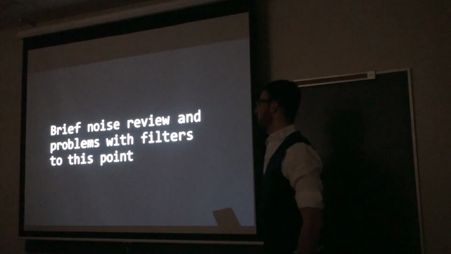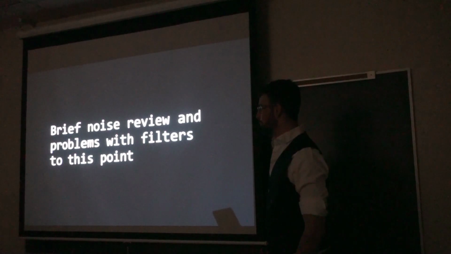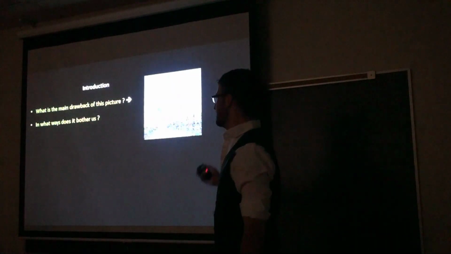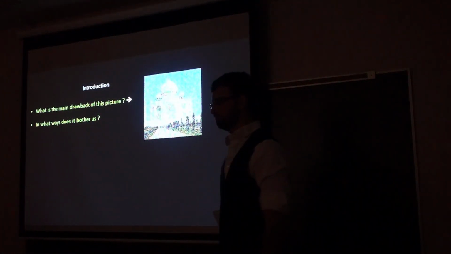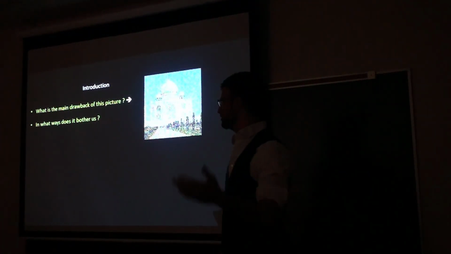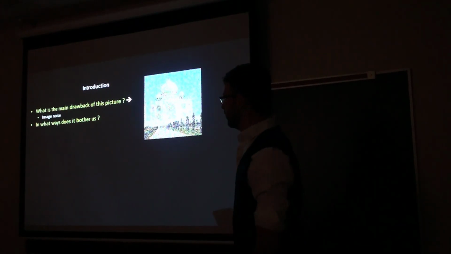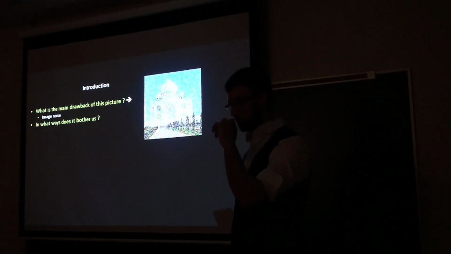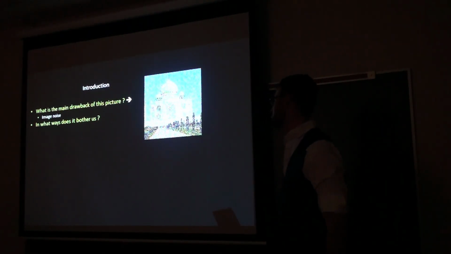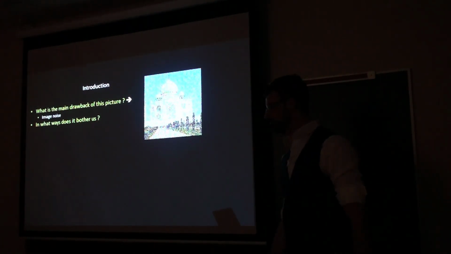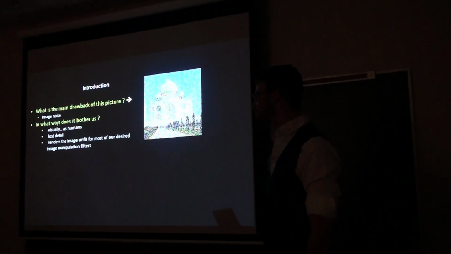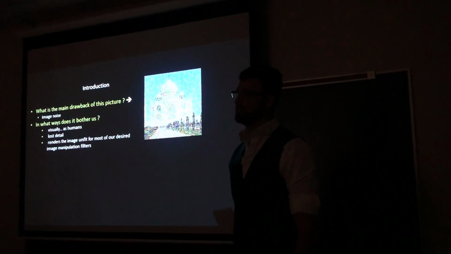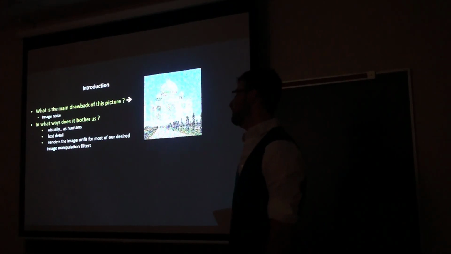But, a brief noise review and problems with filters to this point. Just kind of what we've gone over. What's the main drawback of this picture? Noise. Image noise. Why does it bother us? Features aren't distinct, and it looks visually like crap, right? Visually as humans, lots of details renders the image unfit for most of our desired image manipulation filters.